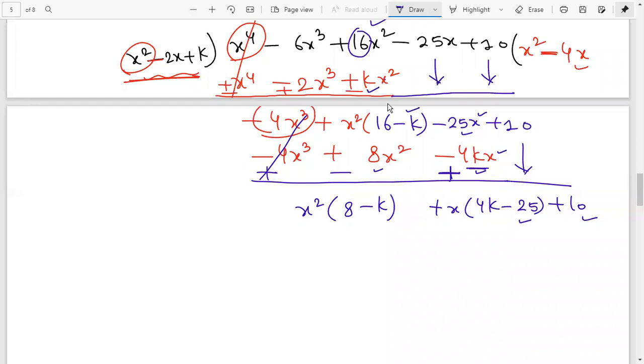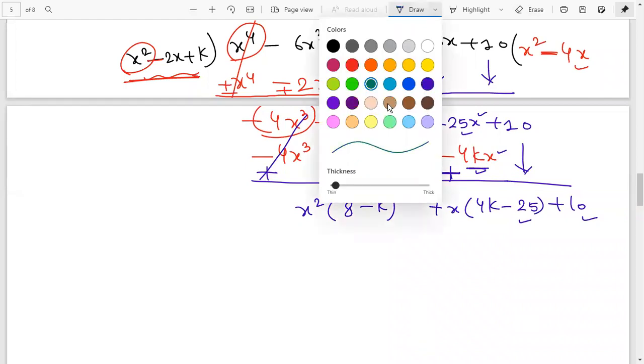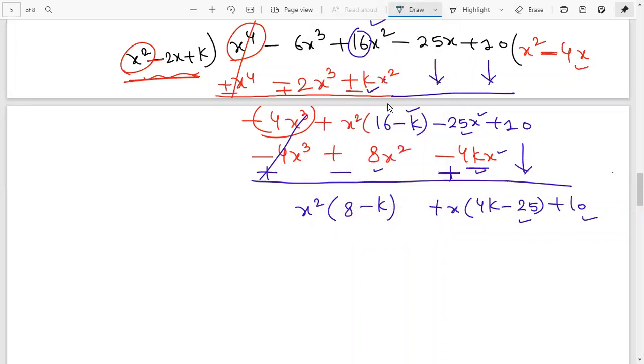16 minus 8 is 8. See, 16. Here also we can see here. So this will be 16 minus 8, that is 8. 8 minus k, right? 8 minus k will be the value. Now, one more time we can divide, because we have here degree 2. Here also degree 2. So matching degree, both degree 2.